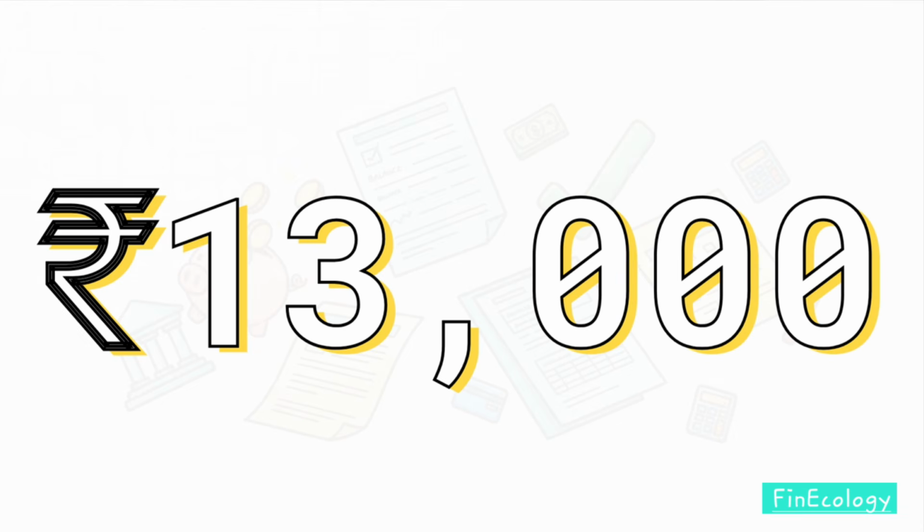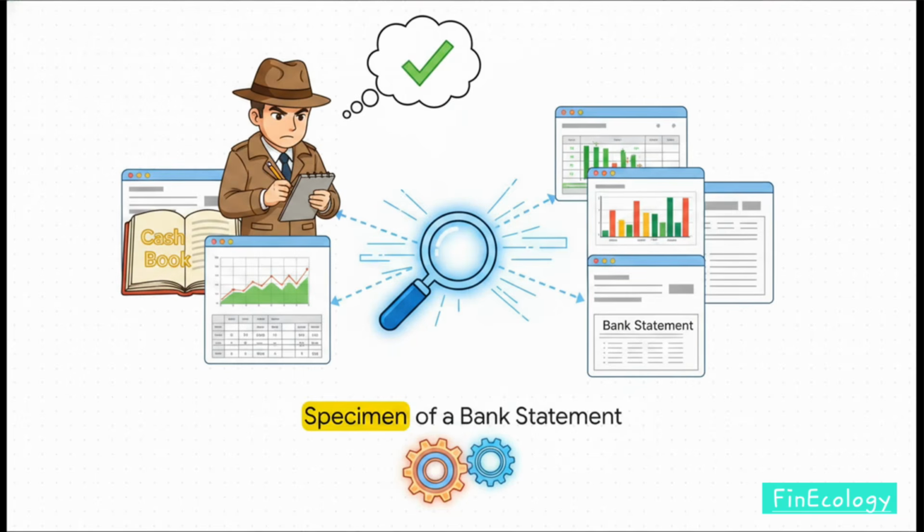I mean, picture poor Raju just scratching his head over this. There is a missing 13,000 rupees here. Where exactly did this money go? And honestly, who's right, Raju or the bank? To crack this case, we literally need to treat the bank statement, or the passbook, as our primary crime scene, because this official document records every single deposit and withdrawal, but from the bank's perspective.